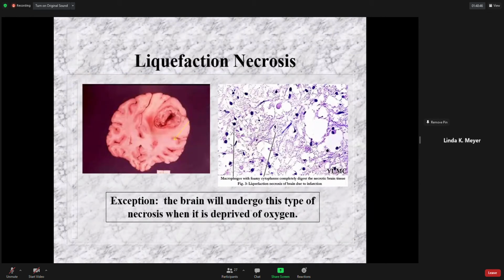Okay, let's look at some examples of liquefaction necrosis. I mentioned that when most tissues in our body are deprived of oxygen, they would undergo coagulative necrosis. The brain is the exception. For example, during a stroke, if the oxygen is cut off to the brain, the brain can actually undergo liquefaction necrosis. So that's one of the main exceptions to the rule.